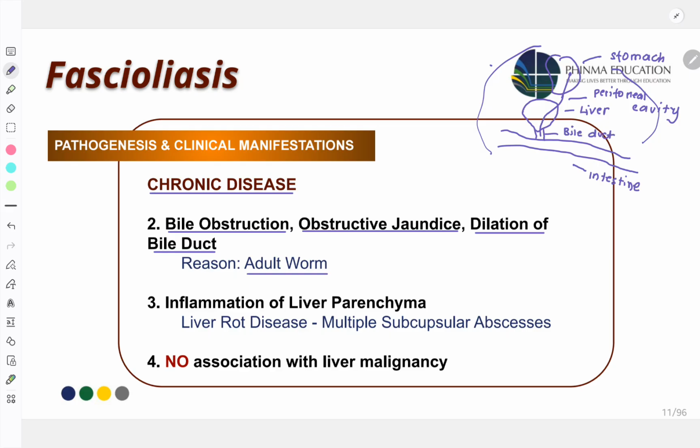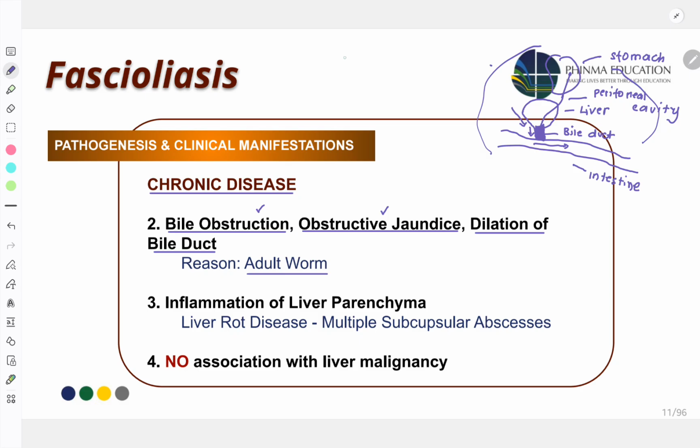Remember that Fasciola species are very big. So imagine if there are very many adult worms, they will completely block the bile duct. So there is already bile obstruction. Instead of the bile being released from your liver, passing through the bile duct and then being released into the intestine, the bile can no longer be released, because the bile duct has been obstructed by the adult worm. This also causes obstructive jaundice.